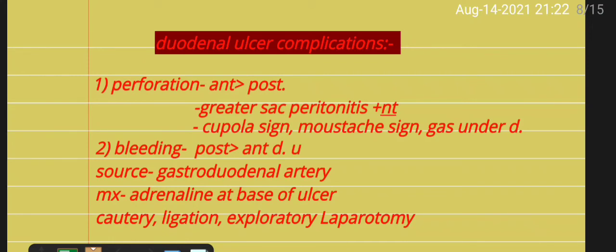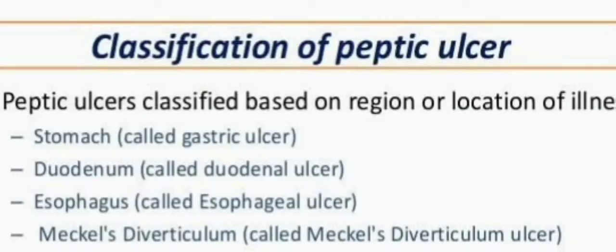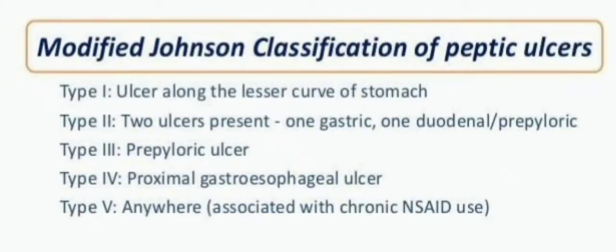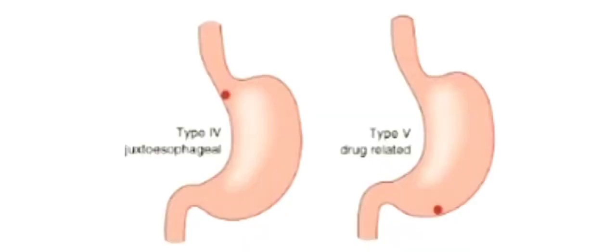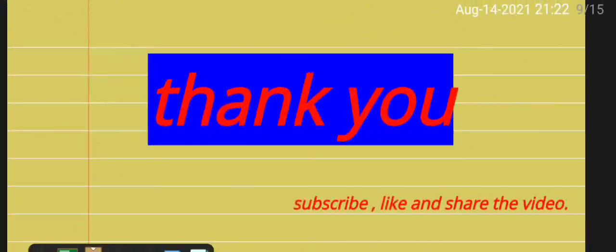In a further slide I'll be showing you the classification of peptic ulcer. There can be gastric, duodenal and esophageal ulcers, and this is the modified Johnson classification of peptic ulcer diseases. And further, this is the diagrammatic representation of type 1, type 2, type 3, type 4 and type 5 gastric ulcers. You have to pause the video to see those slides which I have shown you.